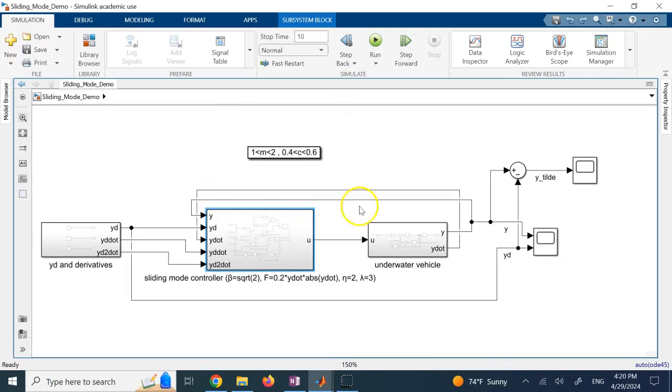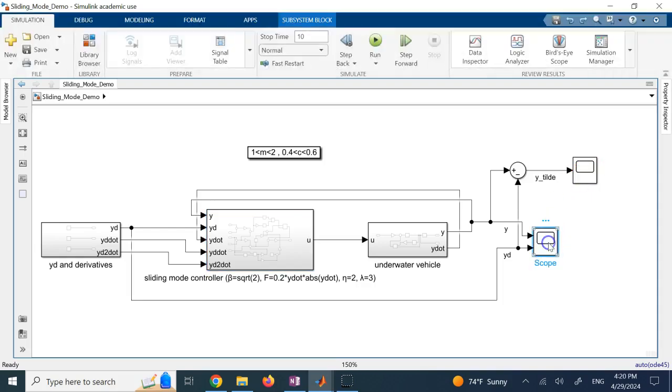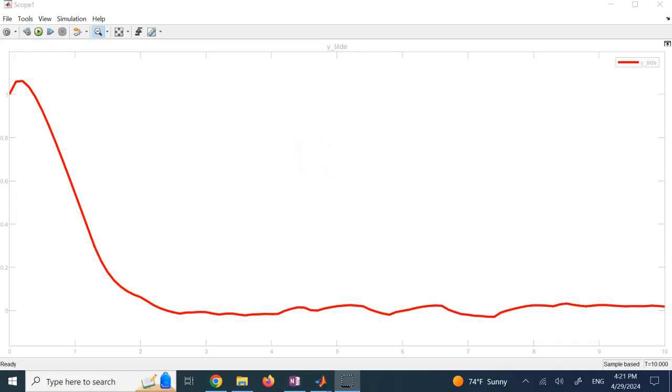And if you run this, you are going to get y and y desired that you can compare side by side, or subtract and get y tilde, or the error, which is y minus y desired. And here is the plot of the error. Okay, this is the error plot.